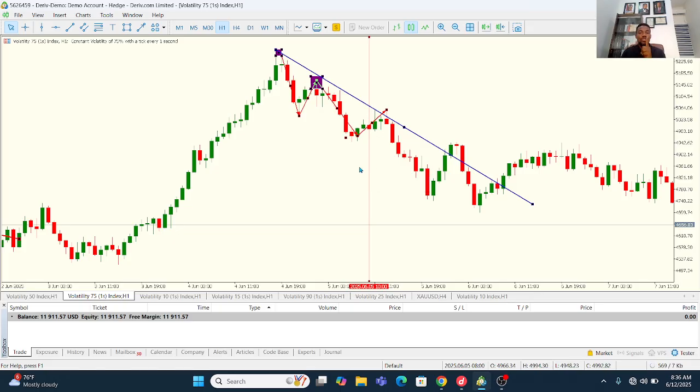Are we going to start selling? No. We also have to now wait for a price action. Price action means any bearish candle at all. And guess what we got? We got a bearish candle here. This is like a pin bar. As soon as this thing closes, guys, I'm in.